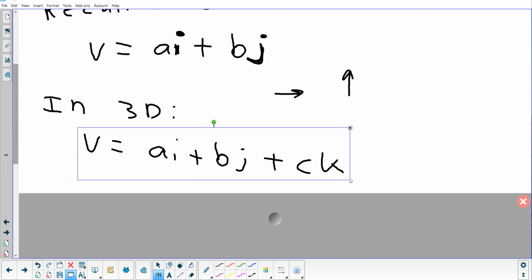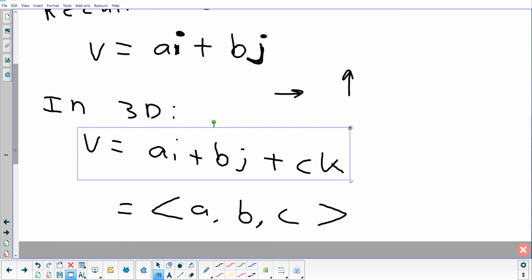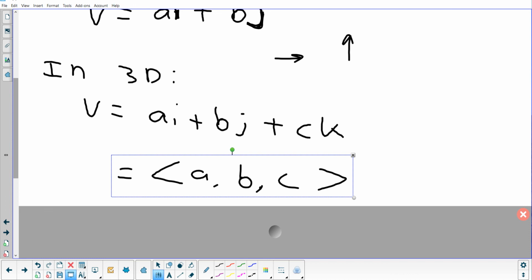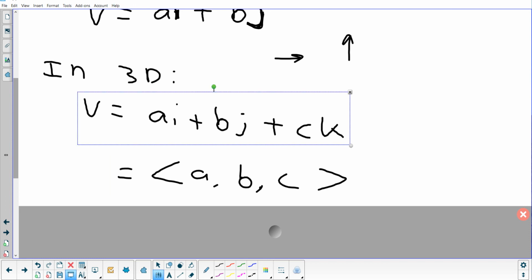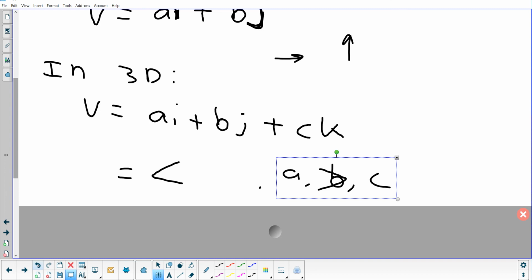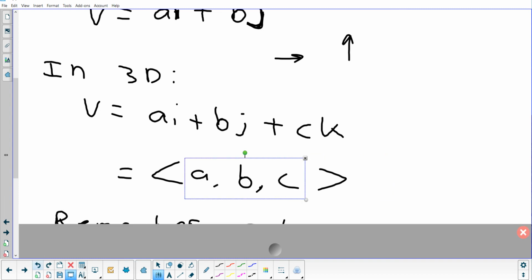So remember the a, the b, and the c, you can write it in the first notation that we learned with angle brackets. When you do it like this, you don't put the i, the j, and the k. This is called unit vector notation. This one's not. You just put the a, the b, and the c, and those would all be the components of your vector.